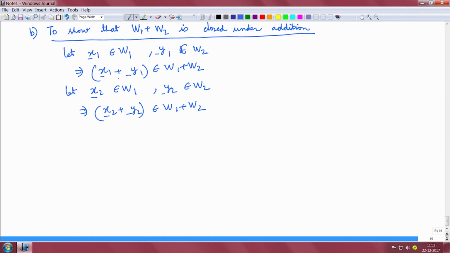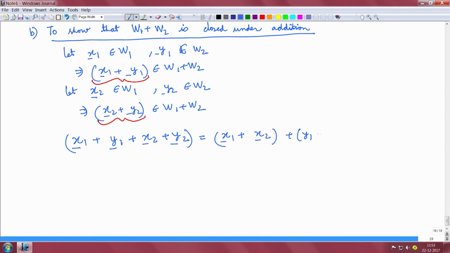Now, let us consider these two vectors, x1 plus y1 and x2 plus y2. If we show that the sum of these vectors also belongs to W1 plus W2, then we have proved that W1 plus W2 is closed under addition. So, let us do that. The sum of the vectors can be rearranged into x1 plus x2 plus y1 plus y2.